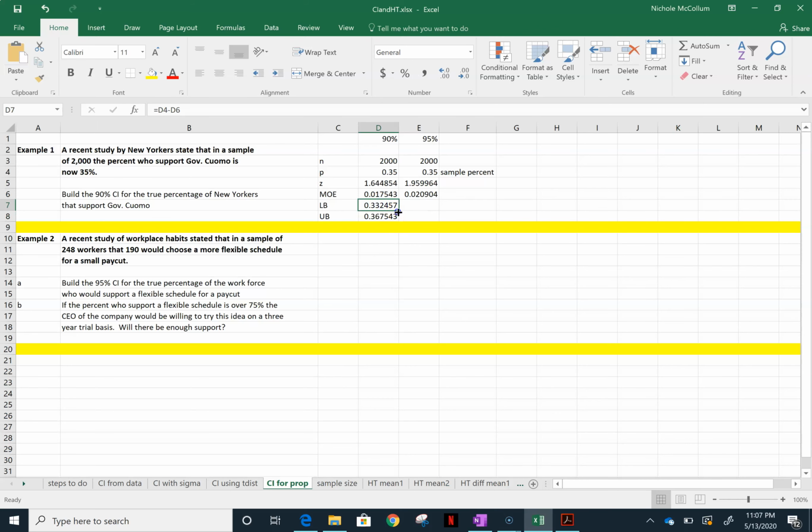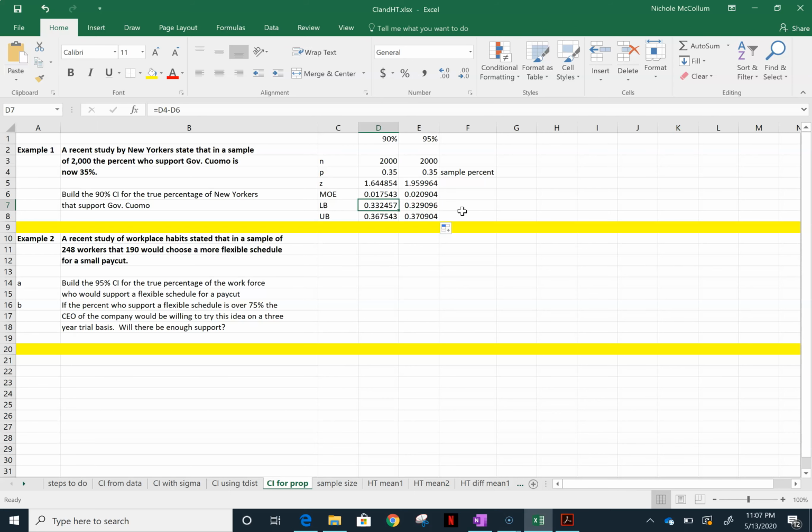The cool thing, once you've written everything right once, you can just copy the formulas over. And now look, now you can say, well, wait a minute. If I increase the confidence, does it include 40%? The answer is still no. So even at 95% confidence, I don't believe Cuomo will get reelected if the only thing we worried about is if he got to 40%. We all know that's not true. That's not how politics works, okay?